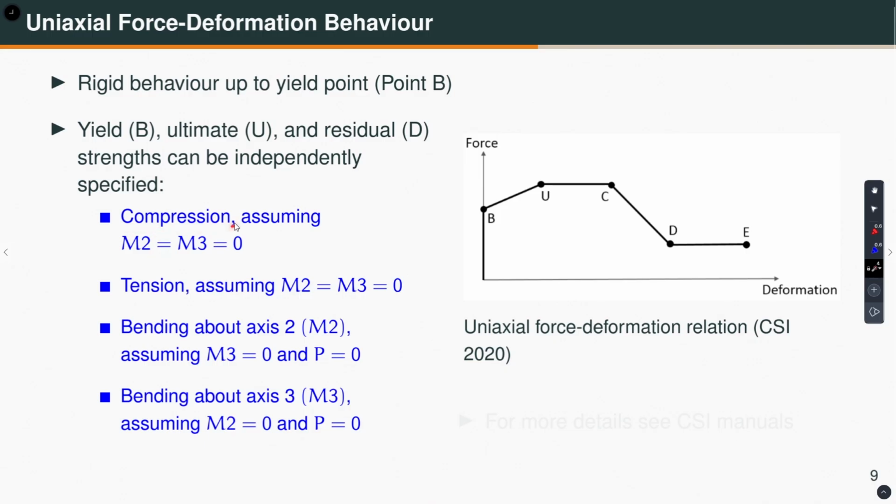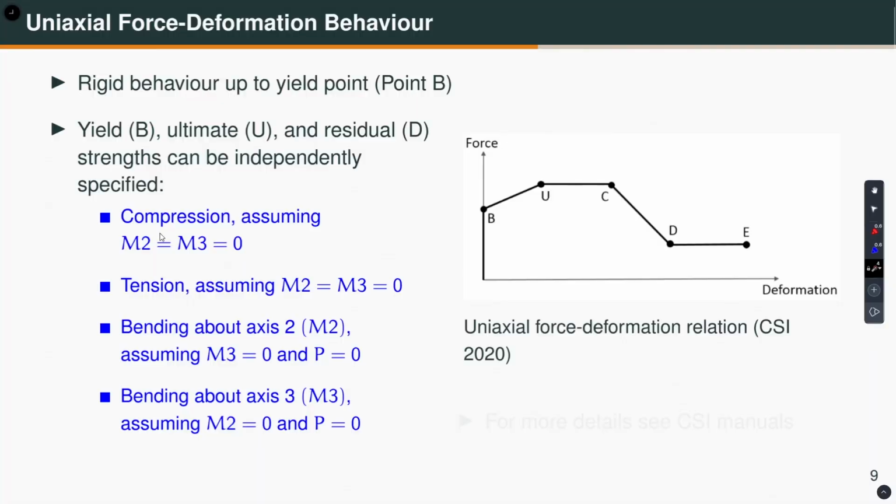Compression means you have axial compression and assume that M2, M3 are 0. So, basically what you are doing is defining the force deformation response for each component. Okay, you are defining axial force versus axial deformation, bending moment versus rotation. So, for compression you can define this point.